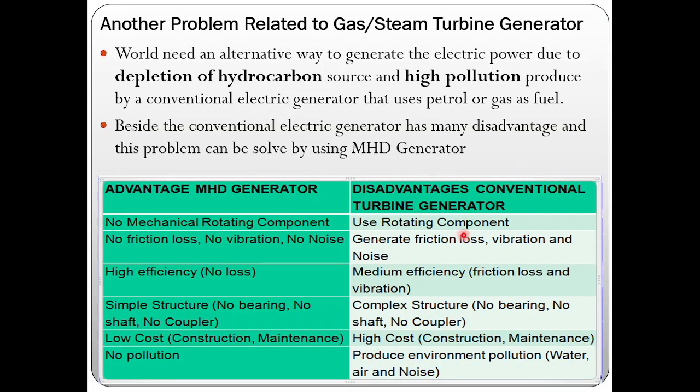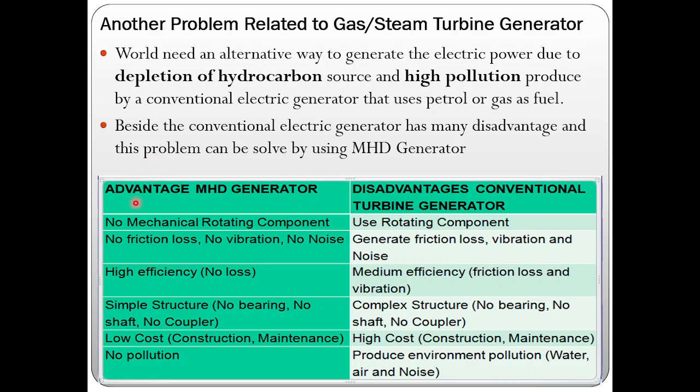There are also several other disadvantages of the conventional turbine generator that can be solved by using the MHD generator. The turbine has rotating components, for example turbine shaft, bearing, rotor, and coupling. The rotating components generate friction loss, vibration, and noise that lead to a reduction in efficiency. Due to the complexity of the structure, construction and maintenance costs are considered high. Then, burning of petroleum leads to pollution.